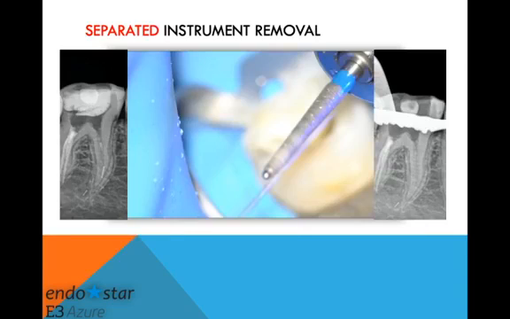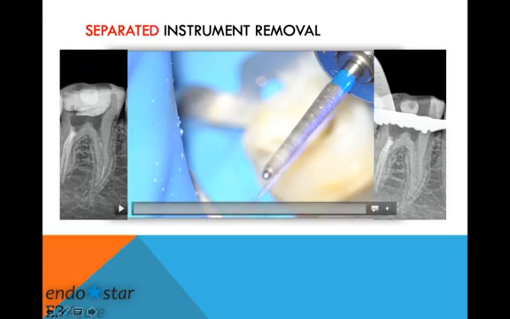Take a look at this case. This case was referred for broken instrument removal, and as you can see, there are 3 separated instruments in this case. So one is in the coronal third, second is in the apical third, while the third instrument is beyond the apex. The instrument that is beyond the apex, we won't be touching and we'll be keeping it as it is. In case it is further needed, we would remove that surgically at a later date.